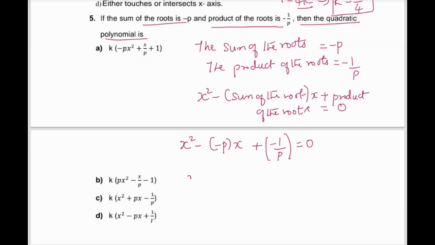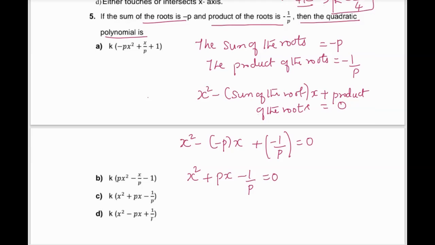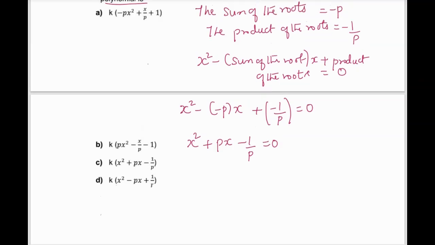So yeah, it is x square minus, into minus will be plus px, plus into minus is minus 1 by p equals 0. So you can see in which value do we have this answer: x square plus px plus 1 minus p. So here the option is C. C will be your answer.